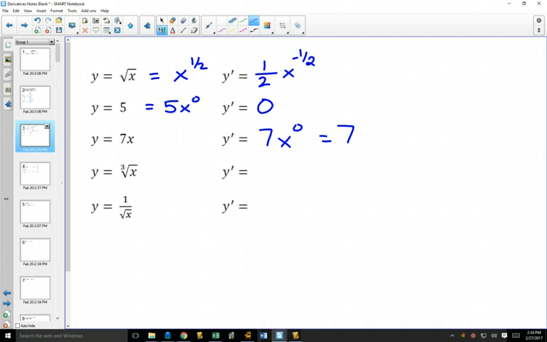And then the cube root of x, you can write as x to the 1/3. So the 1/3 comes out in front. And in this unit, you're going to get really good at subtracting 1. It's not a very hard skill, but you're going to get good at it. What's 1/3 minus 1? Negative 2/3.